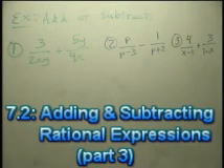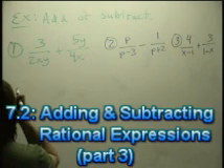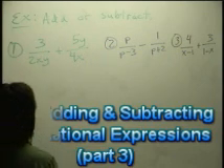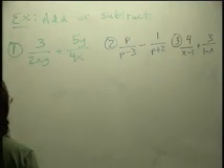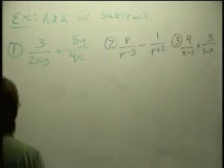Now that we know how to find common denominators, let's actually do some of these. Okay, we want to add or subtract in every example. Here, denominators are 2xy and 4x. Not the same, so we need to find a least common denominator.